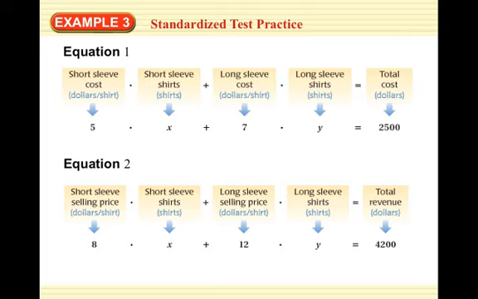So we've got 8X, that's the amount of money that's going to come in if they sell all their short sleeve shirts, and 12Y, that's the amount of money they're going to bring in from all their long sleeve shirts, and the total revenue, the amount they're going to get, is $4,200. Now income's the difference between revenue and cost, so you would have to do the $4,200 minus the $2,500, and that's going to give you $1,700. But that's really a different lesson.